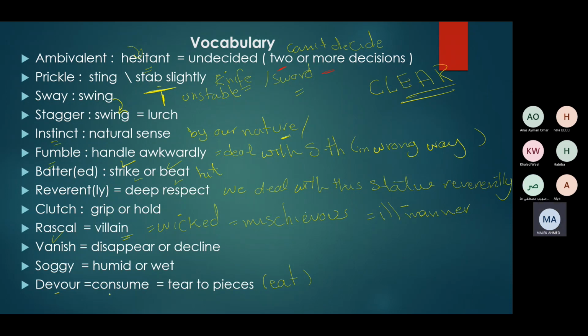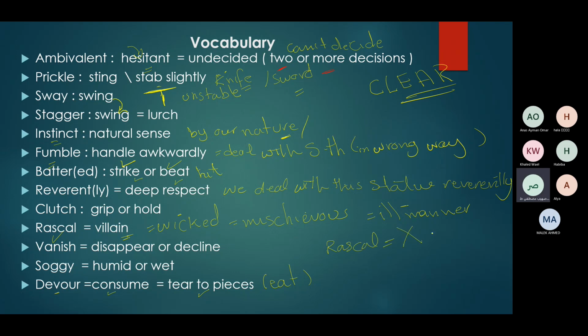Risk? No, rascal. Ah, rascal. Okay, we'll say it. Devour again means to consume. If somebody consumed the whole meal, eating it strongly, you can say he devoured the meal. Or devour can also mean tear to pieces. Okay, now for rascal.